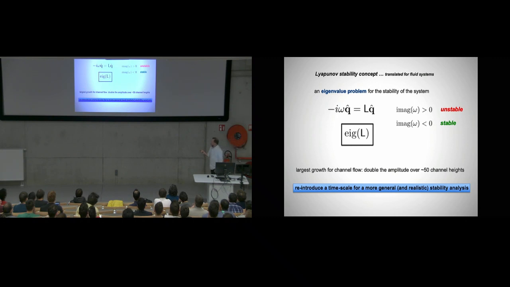So obviously this is not a very useful tool to analyze channel flow, and the trick for making it a little bit more realistic is we need to somehow reintroduce a time scale. We cannot have that t to infinity or for all time constraint on the stability, because most flows that we actually look at don't give a perturbation an infinite time horizon to do what they need to do. Things will change on a much, much faster time scale. So we have to reintroduce the time scale for a more general and a more realistic stability analysis.